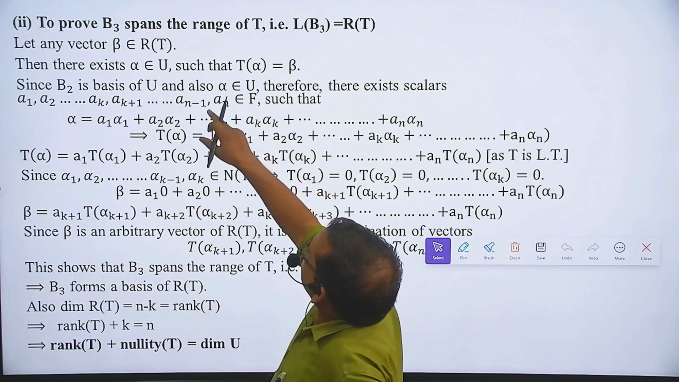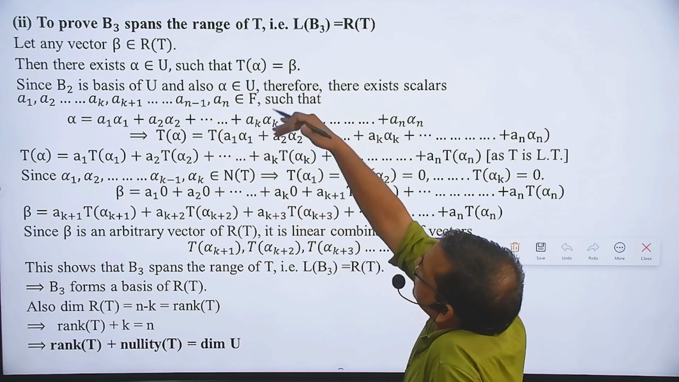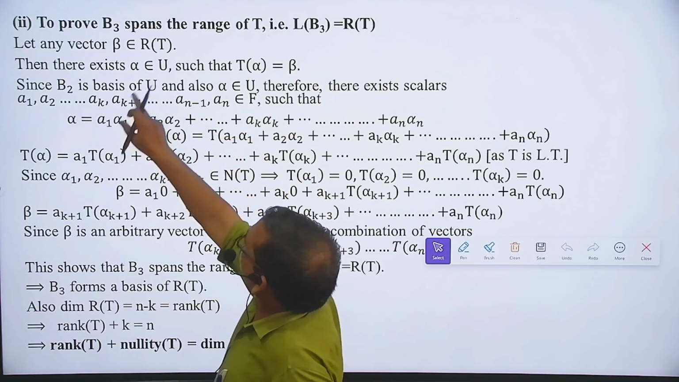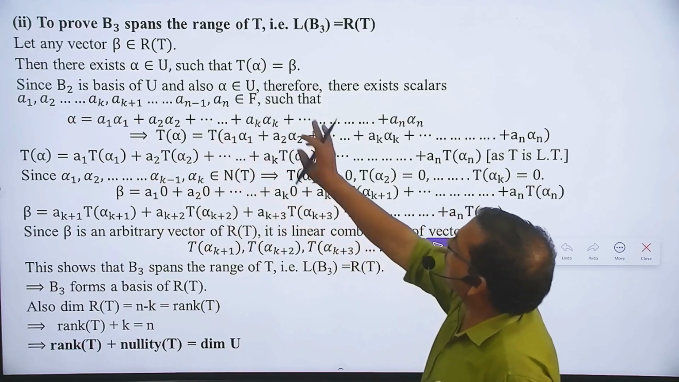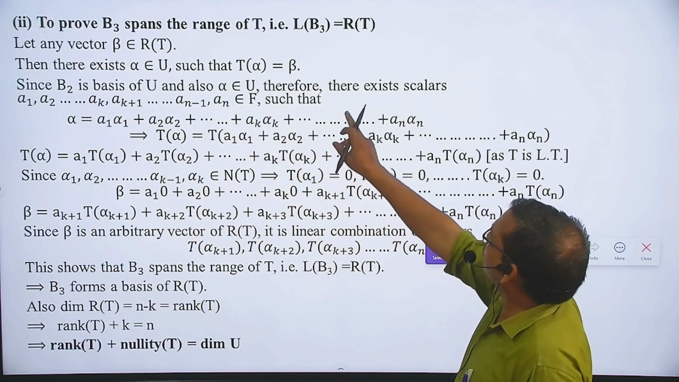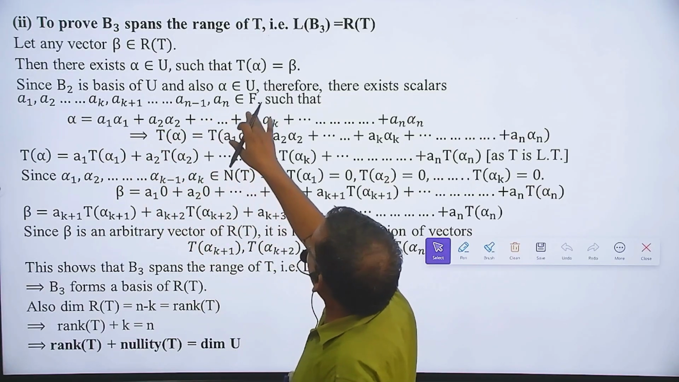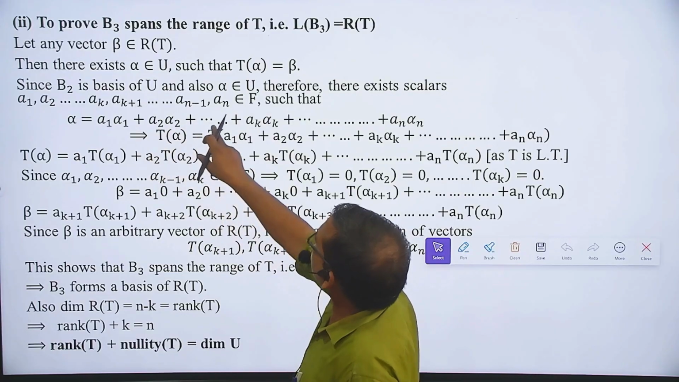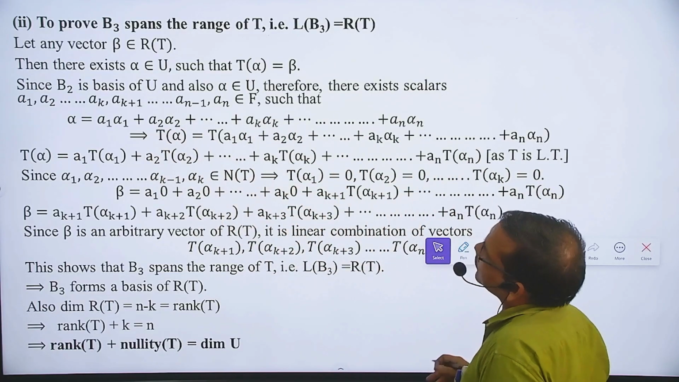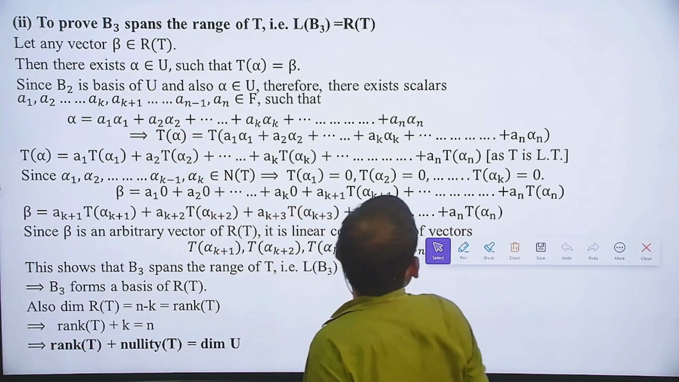It means beta is the image of a vector present in the domain U. Since B2 is a basis of U and alpha belongs to U, there exist scalars A1, A2, ..., An belonging to F such that alpha is equal to A1 alpha 1 plus A2 alpha 2, and so on.